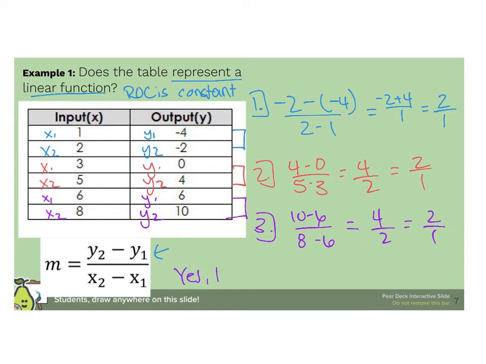this is a linear function. Because the rate of change is constant. I'm going to give a reason so that when you take your exit ticket, you'll be able to find the reason easily. So this is a linear function because the rate of change is constant.